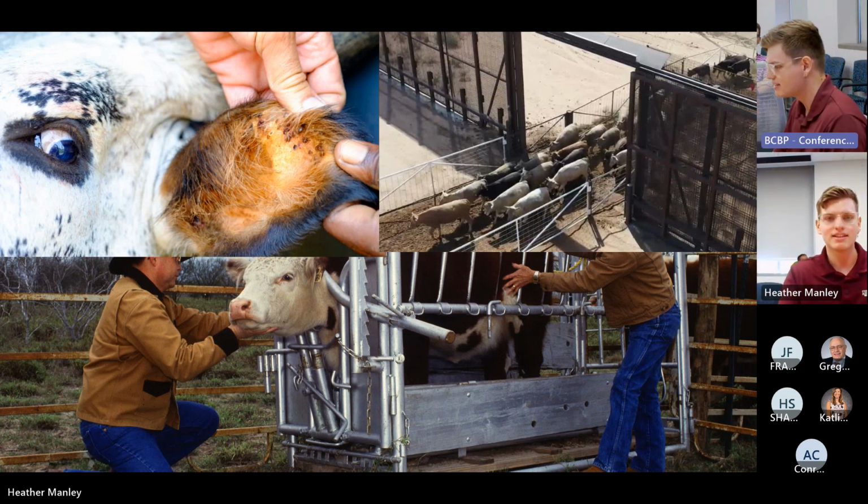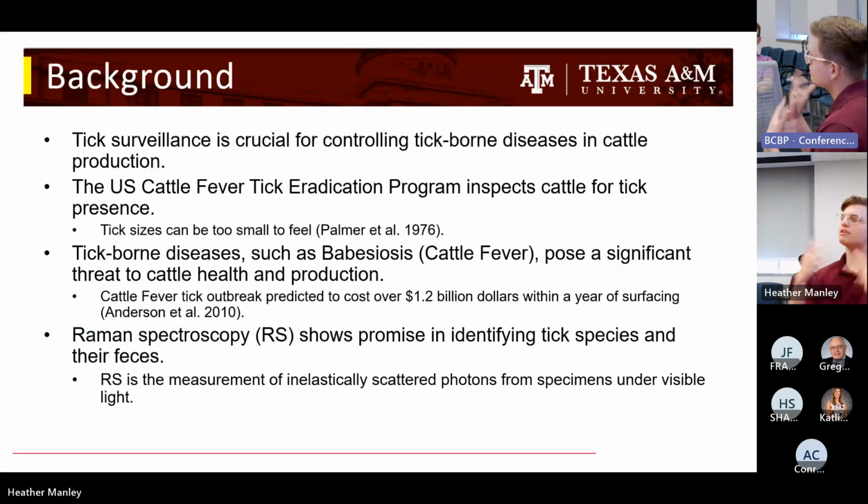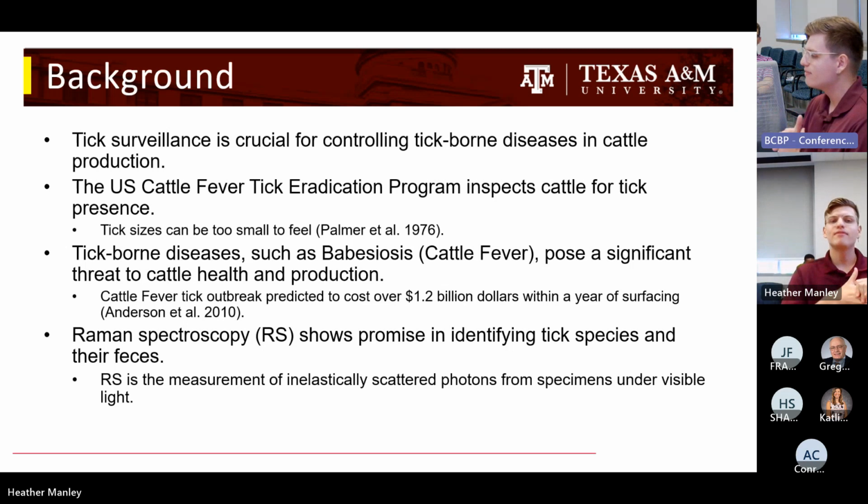What's difficult about that is that ticks can actually be too small to feel sometimes. If they're not feeding on the cow, they're usually going to be too small to feel, and so we can't find them. That might be an issue because fever ticks, the ones we're talking about, leave the body 3 times in their life cycle. So if they're not there, but they were there, the pathogen can still be inside that cow. We need another way to see if ticks were there and which ticks were there.